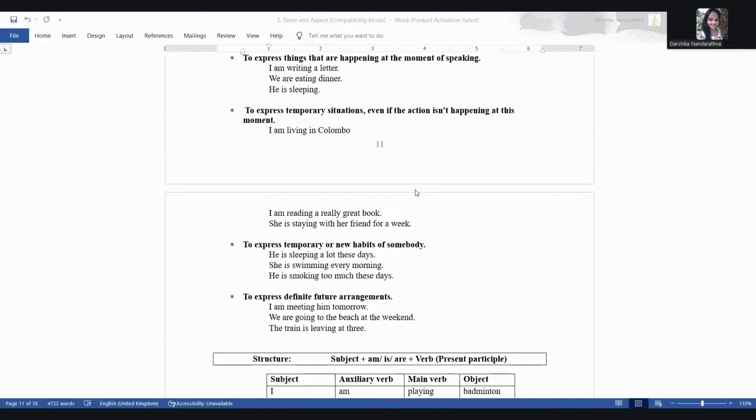That is a new habit of hers. He is smoking too much these days. He is not a heavy smoker.